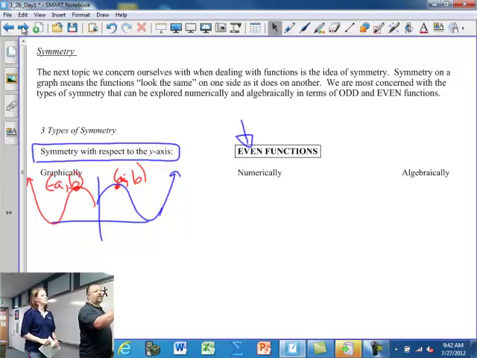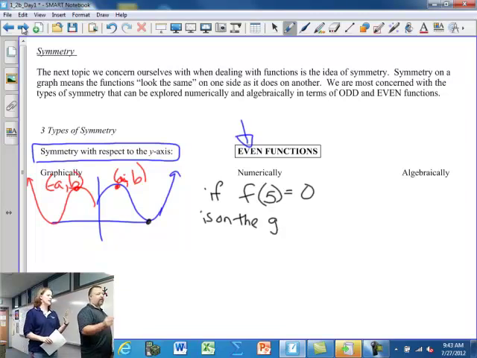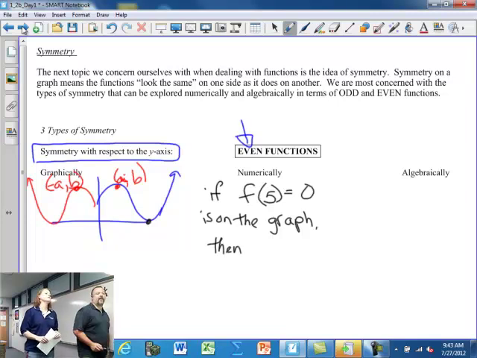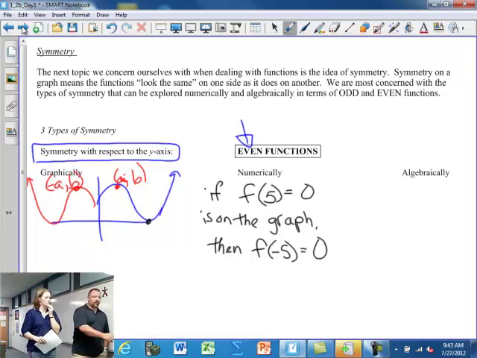We'll use some function notation just so you can get used to it. So if, let's say, f of 5 equals 0, that would be like this point right here. If f of 5 equals 0 is on the graph of the function, then it has to have a match on the other side. So f of negative 5 also has to equal 0. Very good. So let's go to algebra and do this with letters.